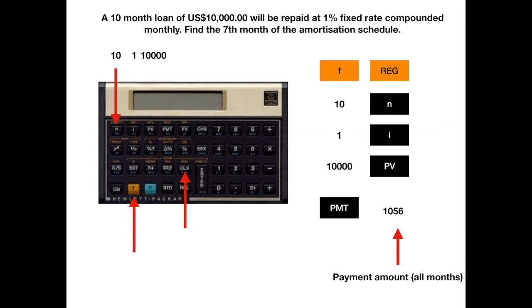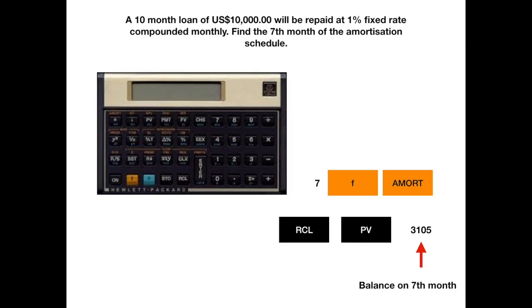Then you again store these values in these respective key values in the calculator, and you get the PMT, which is the payment, and then you do this 7 f amort, right? 7 f amort. Why? Well, 7 f amort is going to give you the accumulated value of interest, and if you change X for Y, you'll get the accumulated value of payment of principal, sorry.